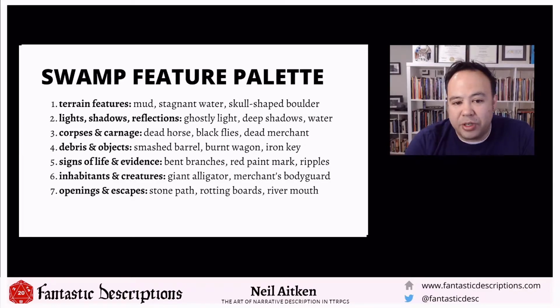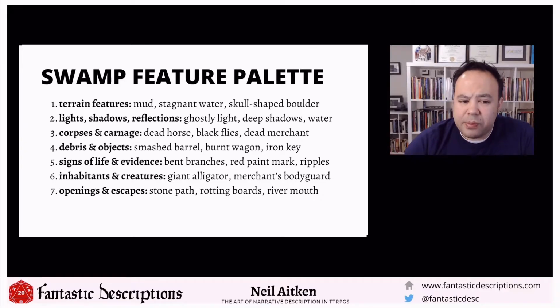They don't all have to be on the merchant. Maybe they're scattered throughout the swamp. Maybe the iron key belongs to someone completely different or is just unknown. But these are things that pop into mind as I'm building this association of different features or elements that might be in the swamp. Thinking about signs of life or evidence, I might think, if passing through a swamp, there'll probably be some bent branches. Maybe someone has painted something in red. And if there's something moving in the water, no doubt it will leave ripples. And so thinking about describing the swamp surface, I could include some of these details.